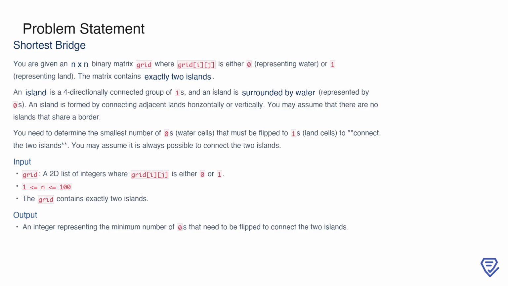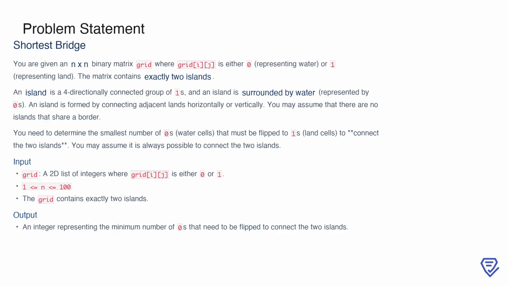In this problem, you are given an n by n binary matrix called grid, where each cell can either be a 0, representing water, or a 1, representing land. Within this grid, there are exactly two islands, and each island is made up of a group of ones that are connected either horizontally or vertically.